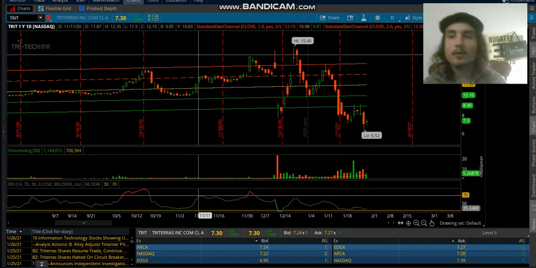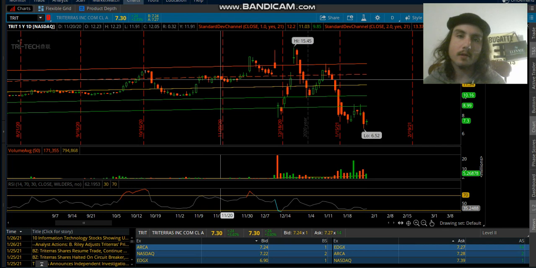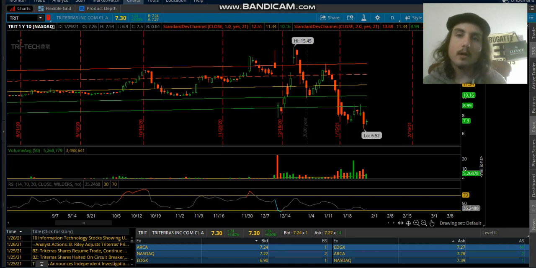And I colored them so I know the different levels. Obviously the ones on the top are going to be selling, so resistance, and the ones on the lower part of the screen are going to be your support.